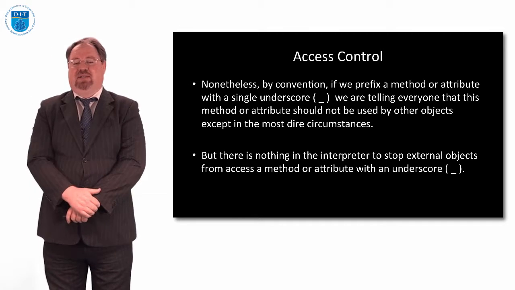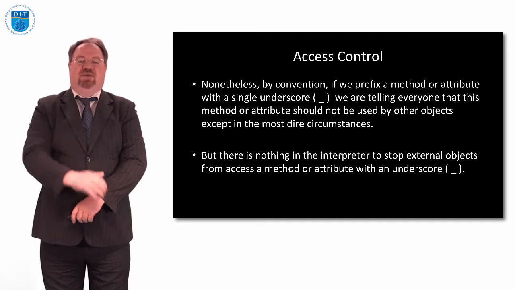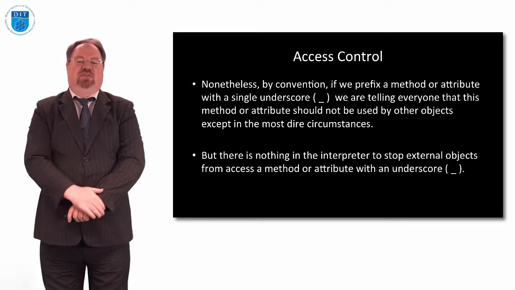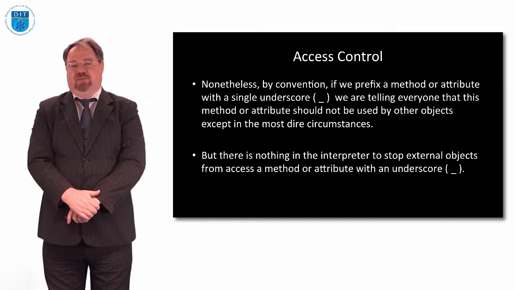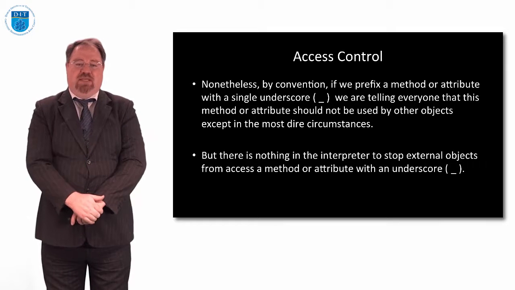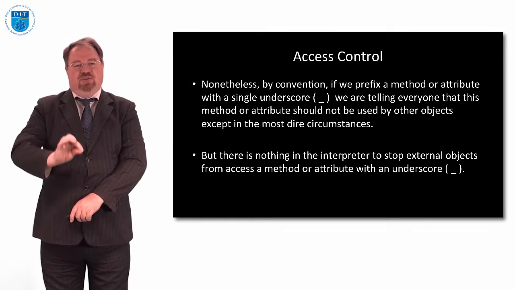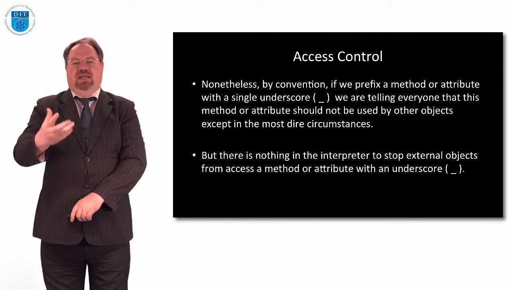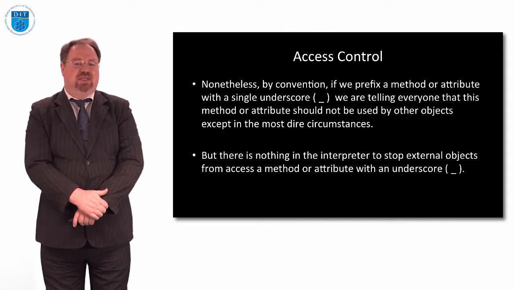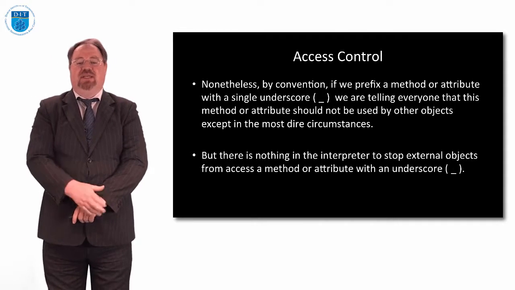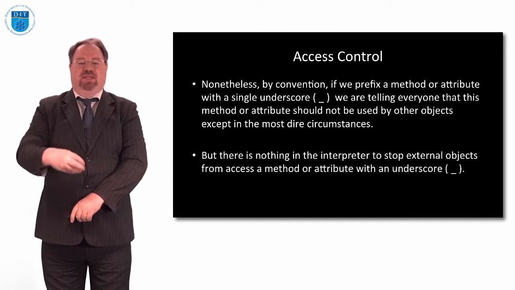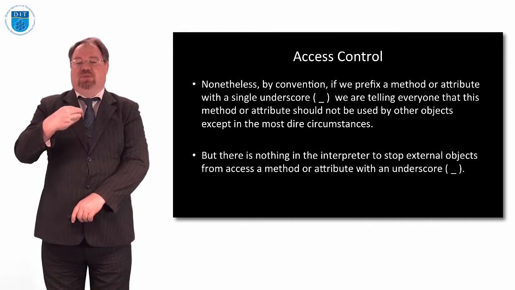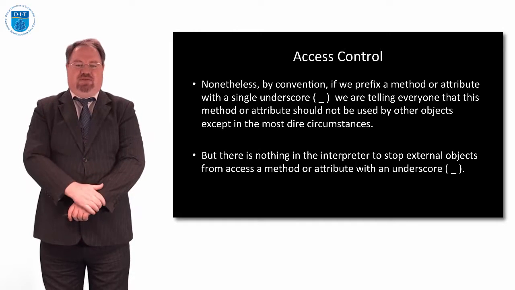By convention within Python, if we put an underscore in front of a method or attribute, we are telling everybody that it should absolutely not be used by anyone else except in the most dire of circumstances. Now, some books and websites on Python will tell you that putting an underscore in front of the method or attribute makes it private. It doesn't actually make it private. It's a code to tell other developers, please don't do this. There's nothing in the interpreter, certainly in Python 3, to stop external objects from accessing a particular method or attribute within an object that has an underscore on it. It's just a convention we use to say, please don't.